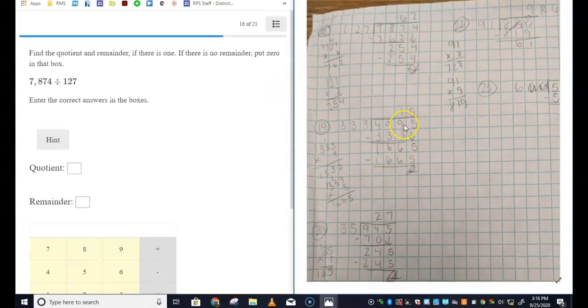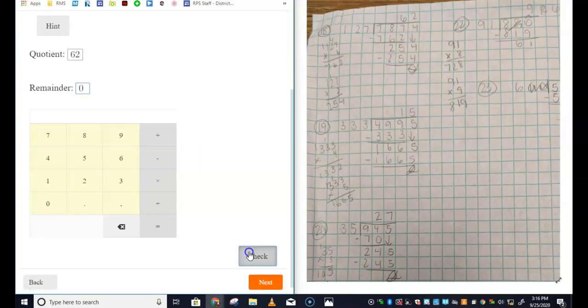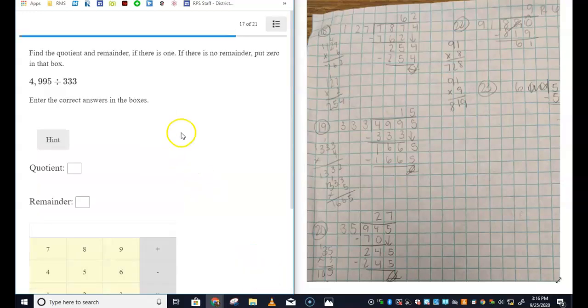Okay, so let us take a look at this next column. We have 7,874, and we're going to divide it by 127. And it says if there's no remainder, put a 0 in the box. Here is our first problem, and I got a quotient of 62, and I didn't have a remainder, so I'm going to put a 0. Okay, next. Our next one, we get 4,995 divided by 33. I got 15 as my quotient, and it didn't have a remainder, so I'm going to type a 0.